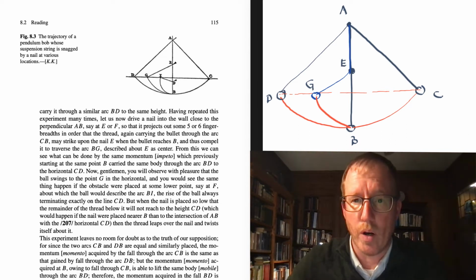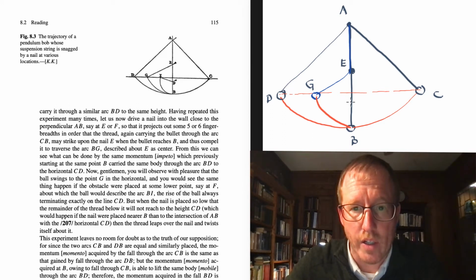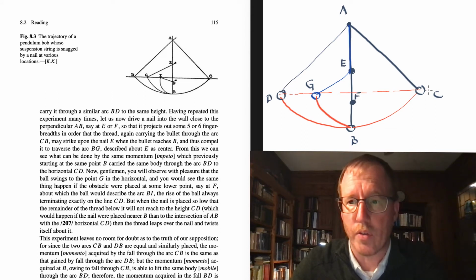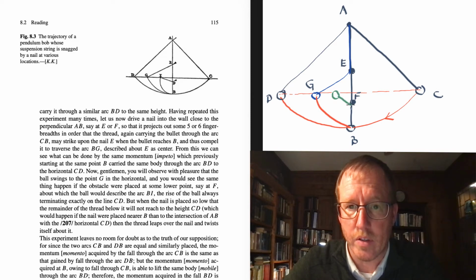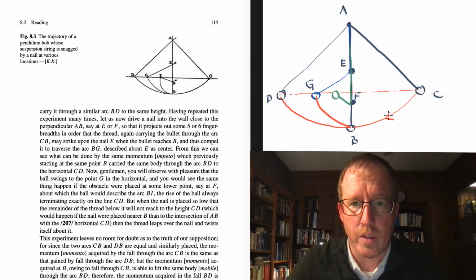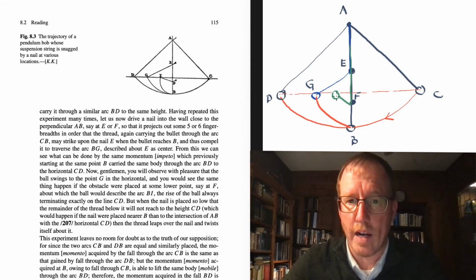And then he says, well, we could do the same experiment once again. We could pull it back to point C. We could put a nail over here instead at point F and repeat the experiment. It will once again swing down along this arc. The string will intersect the nail at point F. And then, lo and behold, what will happen? I'll make this one green. It will swing up like this. And once again, it will arrive at the exact same height, but it will go along a different path.